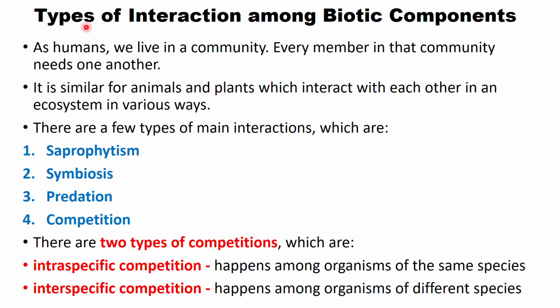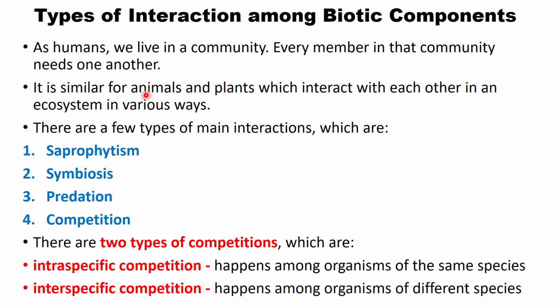Okay, the types of interaction among biotic components. Biotic components, remember what's the definition? It refers to living things. So we as humans, we live in a community, so every member in the community, they need one another.